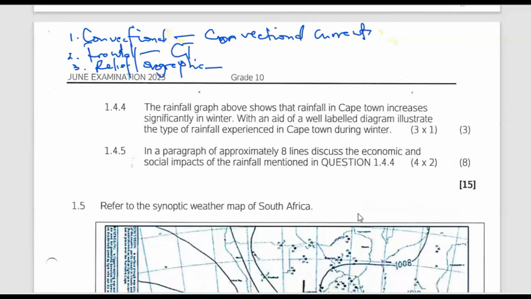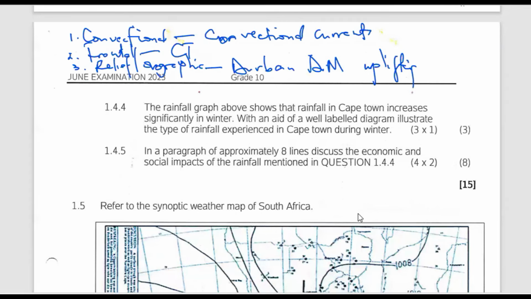Then we have relief. This is typical of rainfall which is experienced around Durban because of the Drakensberg Mountains. Right, there is uplifting, which happens as the warm moist air coming from the warm ocean current is forced to rise as it goes over the Drakensberg Mountains, leading to condensation at higher levels and ultimately the formation of clouds. So when you are looking at this, this is frontal rainfall for Cape Town in winter.